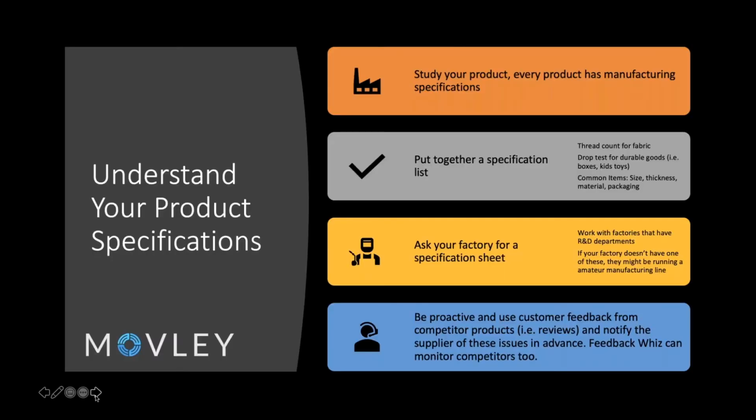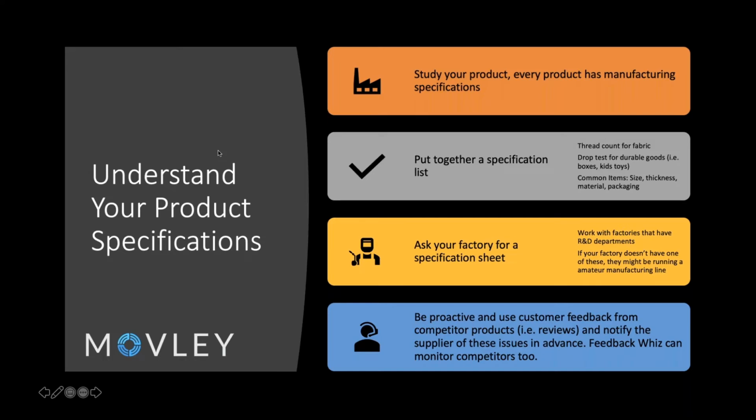So the first thing that you want to do is understand your product specifications. This is extremely important for taking the customer data that you get and transforming it back into the supply chain. First thing you can do is study your product. Every product has manufacturing specifications, whether it's a bed sheet, a lamp, a charger, or a water bottle. Every product you own has some sort of specification, and understanding those specifications is really key to ensuring that your products are made up to par.